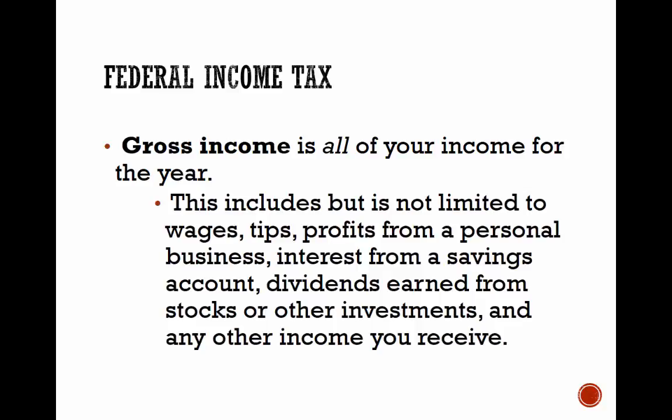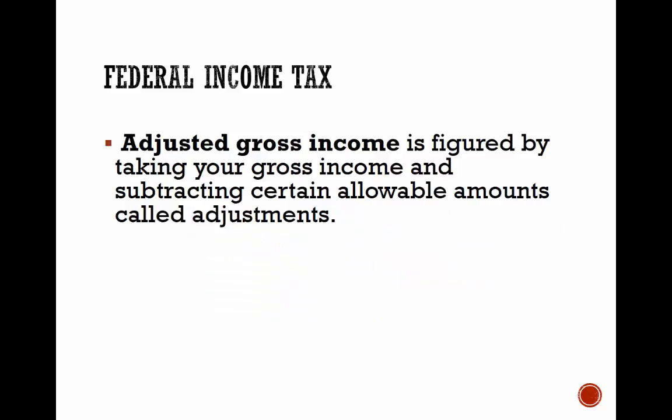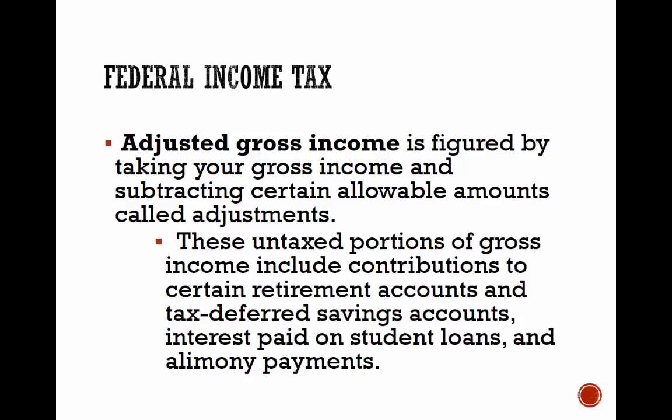This includes, but is not limited to, income from wages, tips, interest or dividends from investments or savings accounts, unemployment compensation, profits from the sale of a business, rental income, and even game show winnings. The next step in calculating your federal income tax is to determine your adjusted gross income.